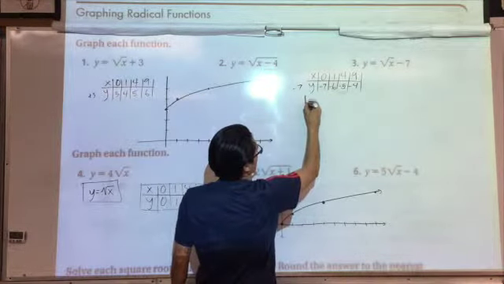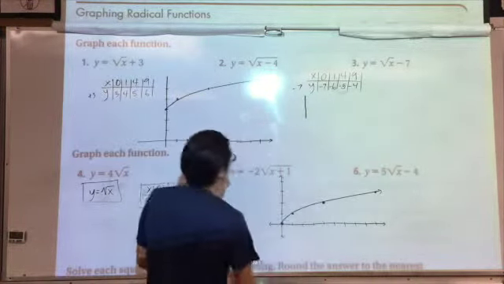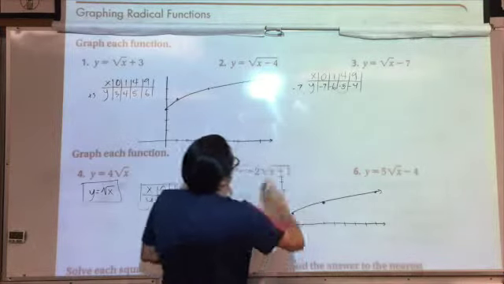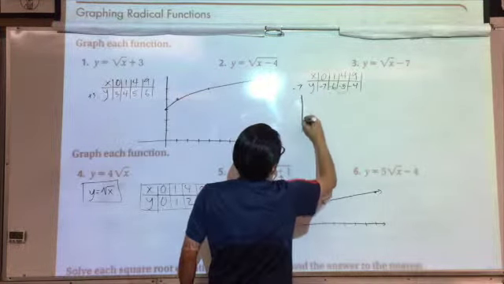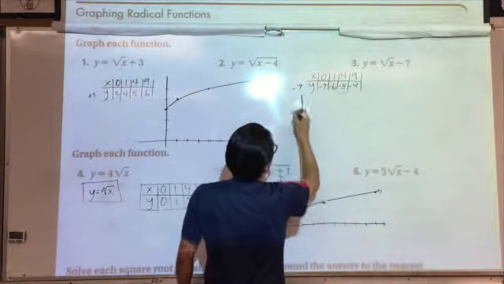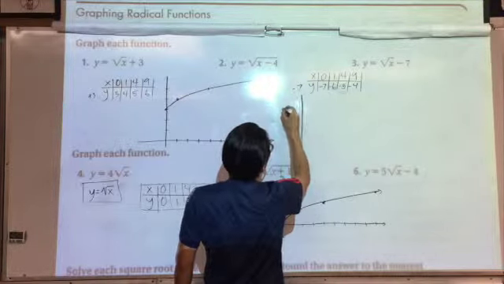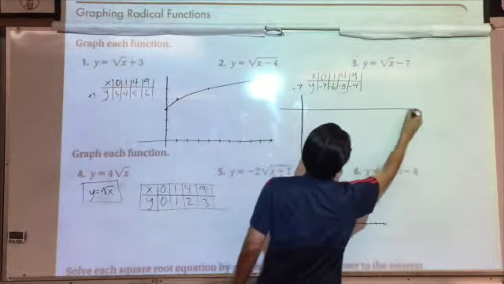So it looks like I need negatives instead of positives in this case. Let me draw my x and y axis. Here's my y axis. And here is my x axis.